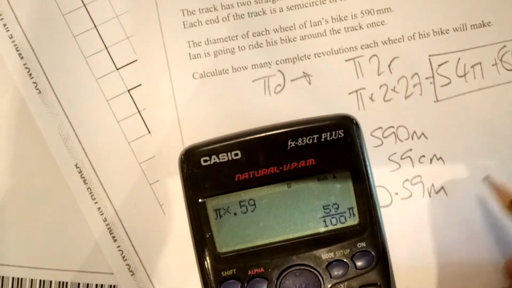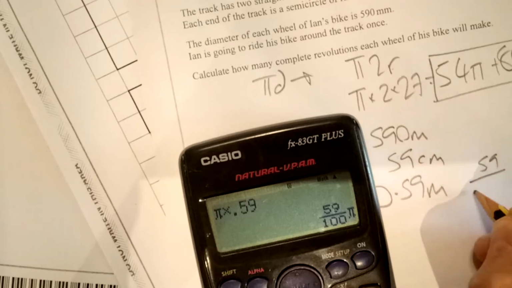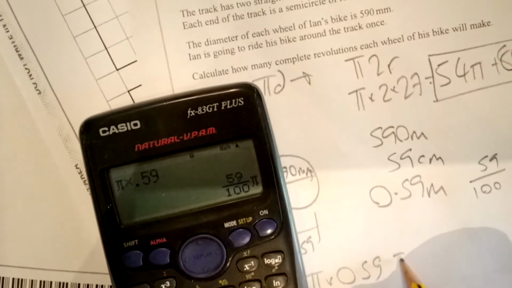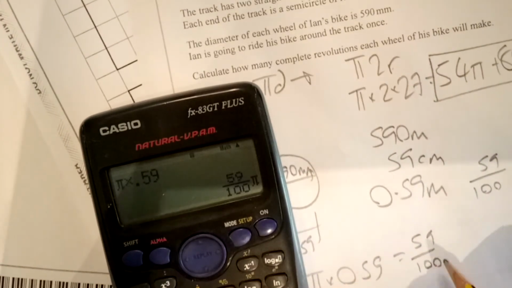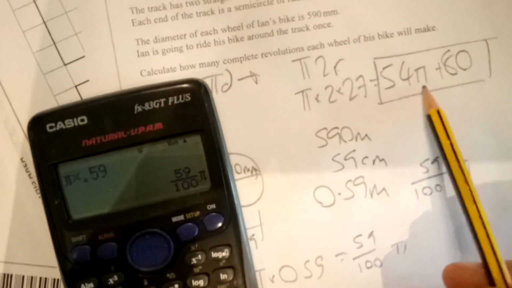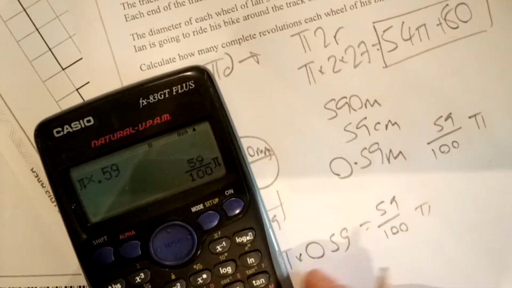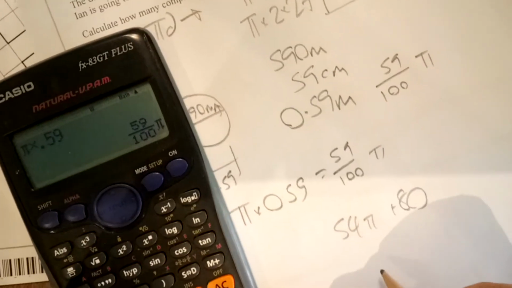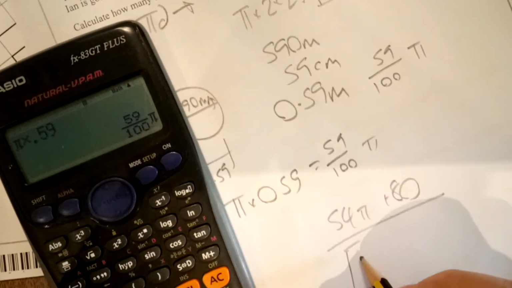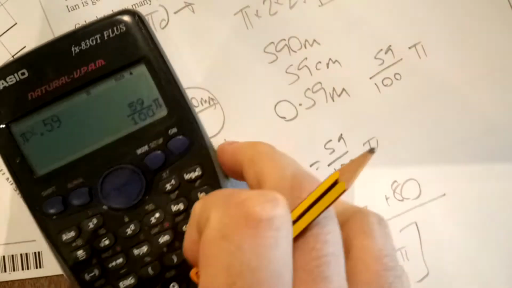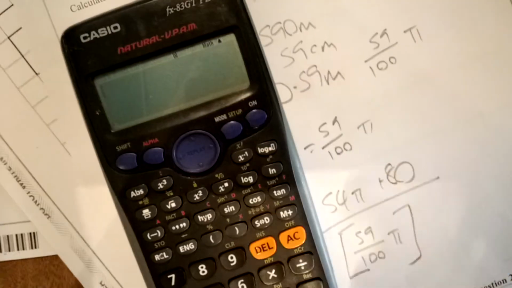Okay, 59 over 100. I'm just going to do it anyway. 59 over 100 pi, which essentially is just 0.59 pi. Okay, oh, I should have written there. So we want to see how many times does 59 over 100 pi go into 54 pi plus 80. So I have to do 54 pi plus 80. All of this, I'm going to put in brackets, 59 over 100 pi. Okay, and I'm putting in brackets just to really understand it. I don't really have a reason to do that.